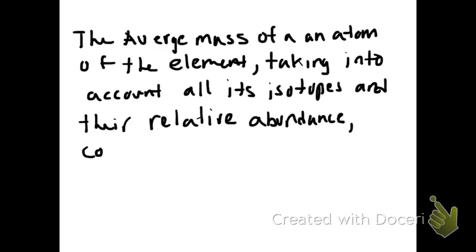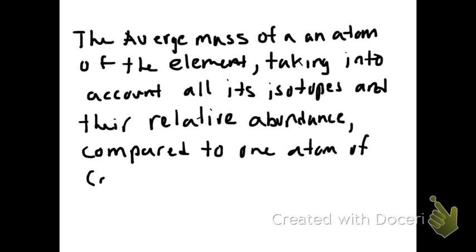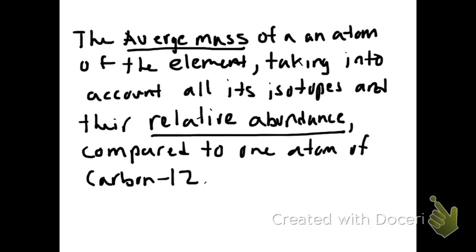Compared, and this is important, make sure you add this to your definition, compared to one atom of carbon-12. Okay, so there's the definition. The average mass of an atom, of an element, taking into account all of its isotopes and their relative abundance, and is compared to one atom of carbon-12.